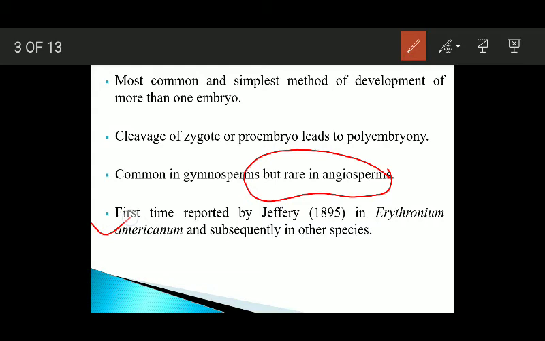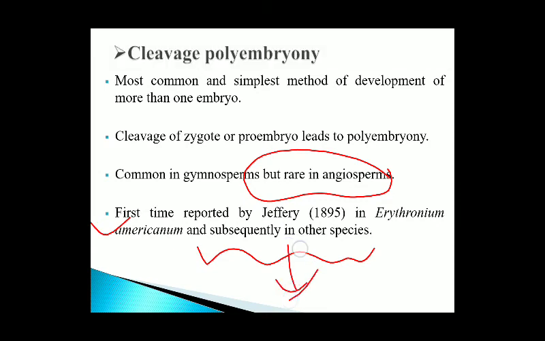It was first time reported by Jeffrey in the year 1895 in Erythronium americanum and subsequently in other plant species. So cleavage polyembryony was first time reported by Jeffrey in the year 1895 in Erythronium americanum, and it was subsequently found in other plant species as well.